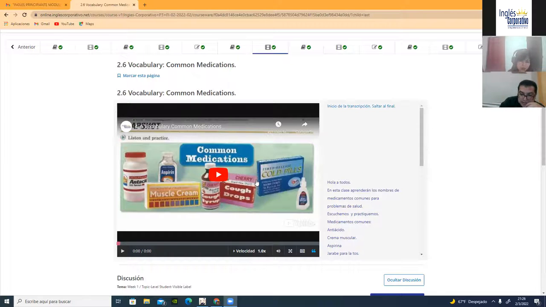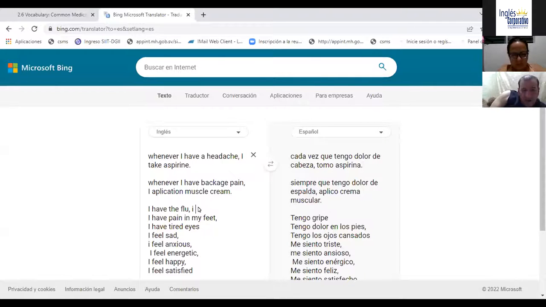Hoy el resfrío sería cold, ¿verdad? Whenever. Sí, correcto. Whenever I have a cold, I take cold pills. Prácticamente, Emma, era lo que estaba diciendo el compañero antes de que se saliera de la sala. Vamos a poner whenever, que es cuando, cuando yo tengo. Entonces sería igual. Si quiere hágale un print, para que le quede. Ya se lo voy a mandar así en mensaje a usted.